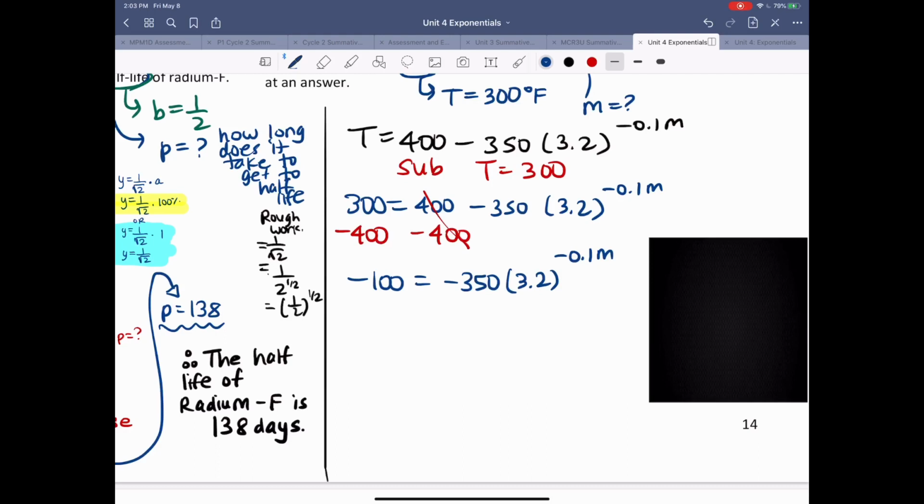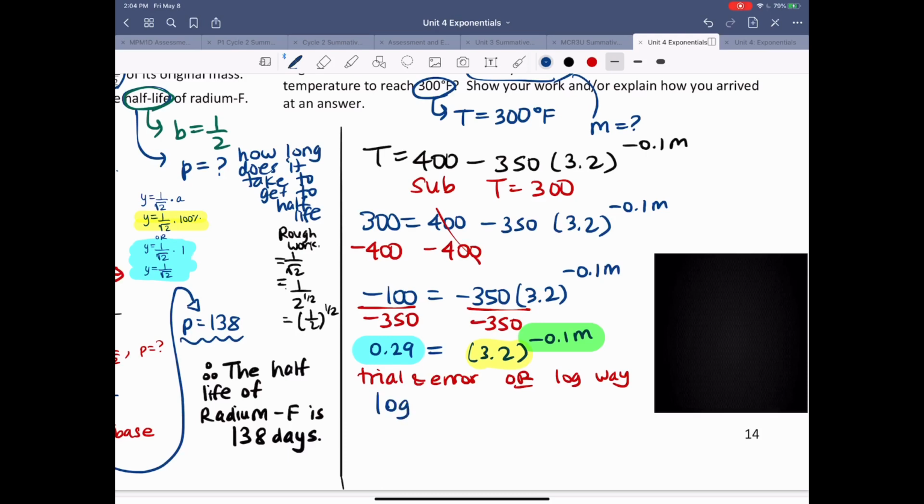Next, BEDMAS backwards, I did my addition and subtraction. I need to do my multiplication and division. So I have to divide both sides by negative 350. Therefore, I will get 0.29 is equal to 3.2 to the exponent negative 0.1 m. So again, this is a case that you would do the trial and error way or the log way. And log, the base becomes a base, the output becomes the input, and the input becomes the output.